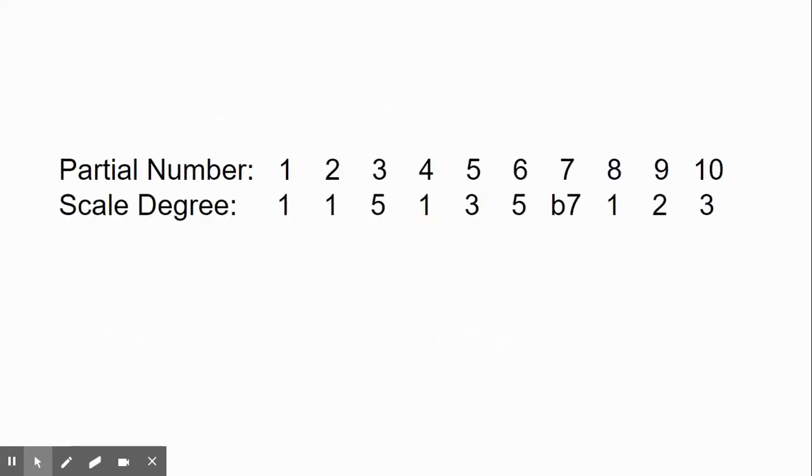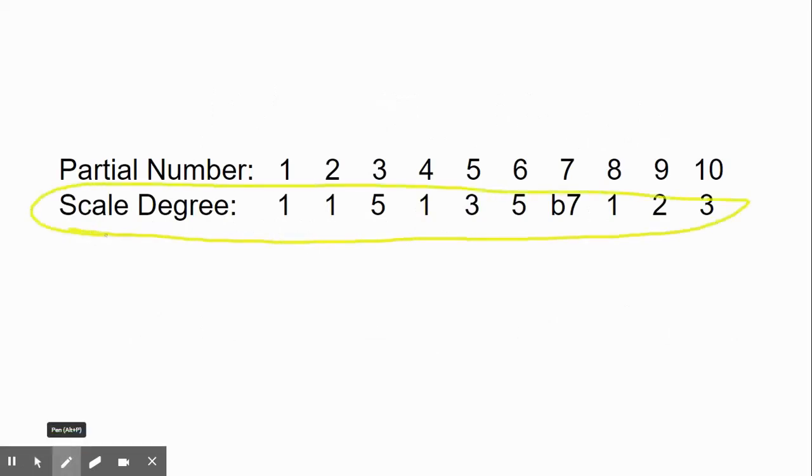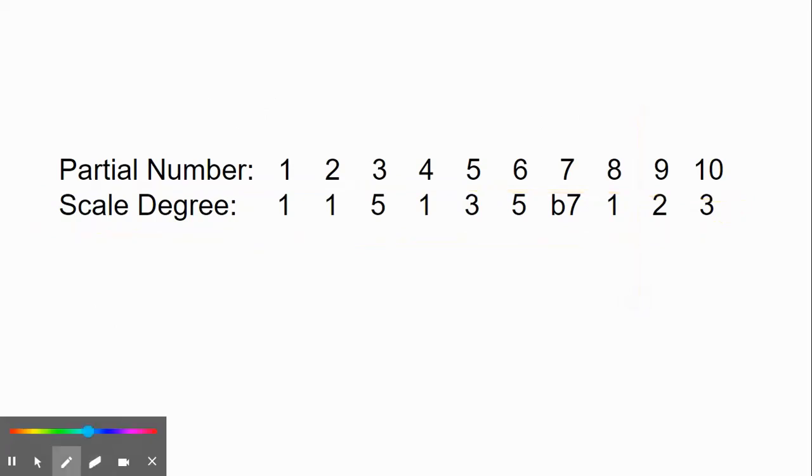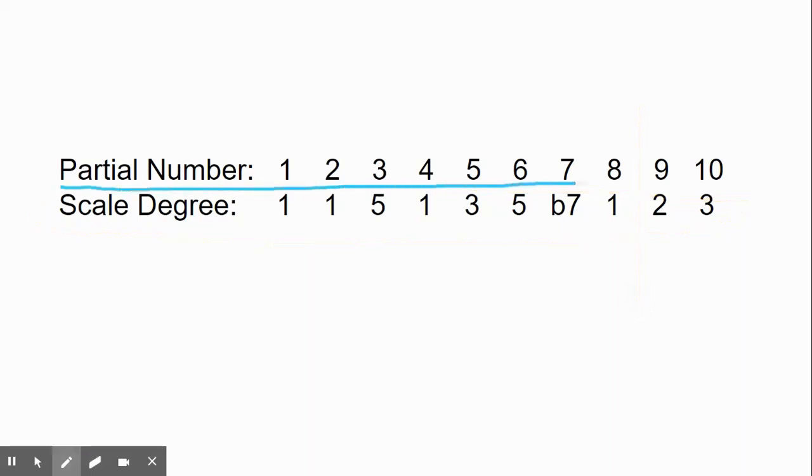In my last video, I used scale degree numbers to explain coincident partials. And a quick review: 1, 1, 5, 1, 3, 5, flat 7, 1, 2, 3. I mentioned we didn't need to go past 8 much, but I'm going to 10 for these videos. In this video, I'm going to do something similar, but we're going to use the partial number.